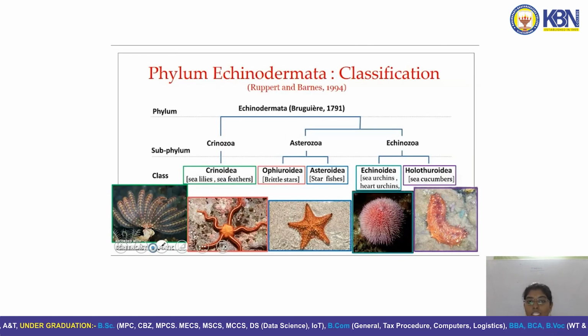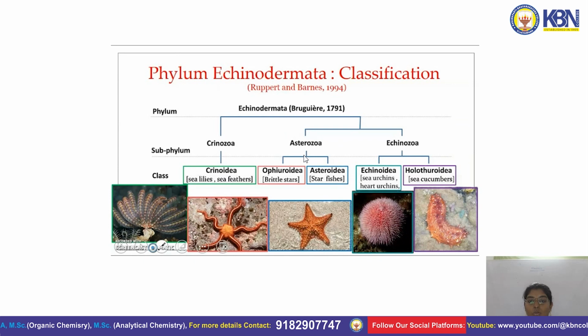Next, this is the classification of phylum Echinodermata. Here we can observe Echinodermata divides into three subphyla: Crinozoa, Asterozoa and Echinozoa. In Crinozoa, it belongs to the class Crinoidea. In this Crinoidea class, we can observe sea lilies and sea feathers.